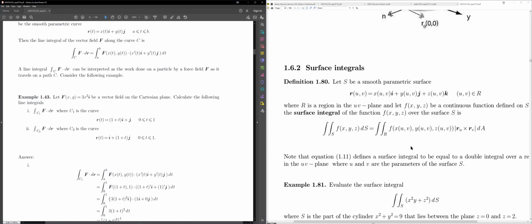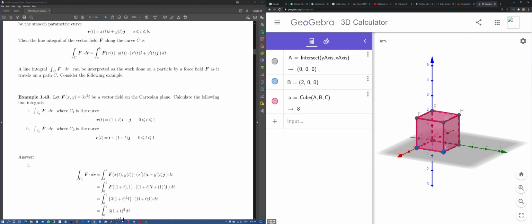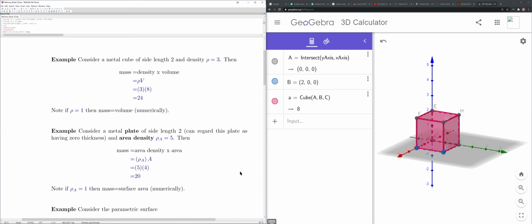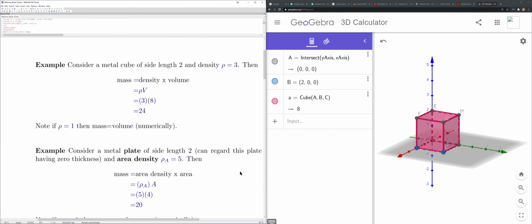Alright, so before I actually get into the calculation of the surface integral, let me see if I can give you an interpretation of what your surface integral would mean. In order to do that, I'm going to review some basic stuff from physics. Let's just remember what density is.